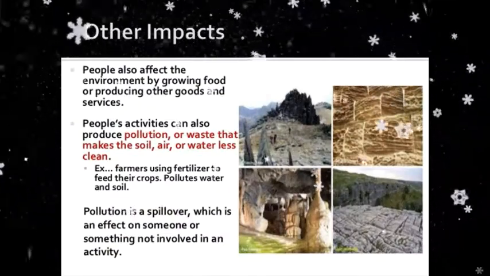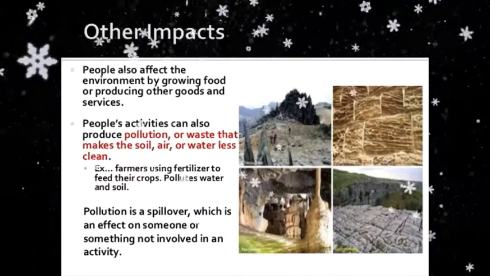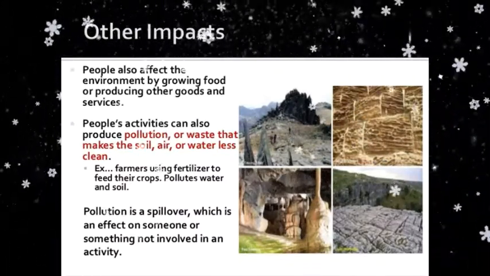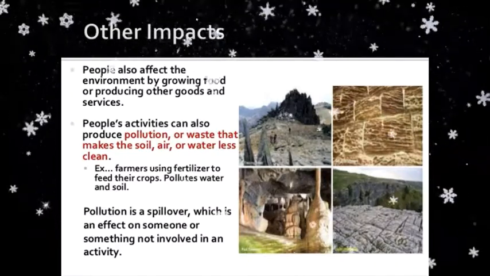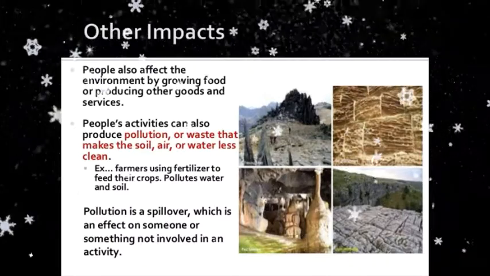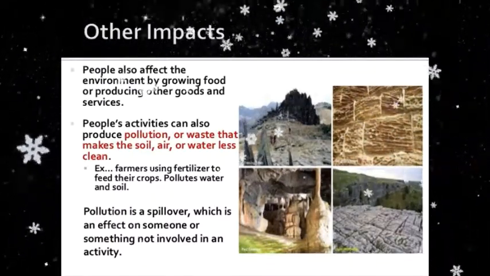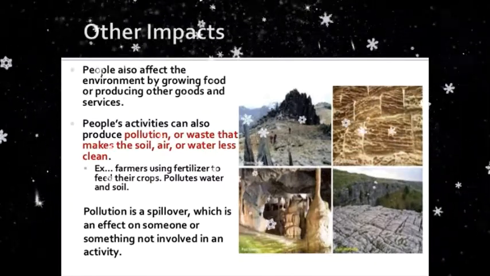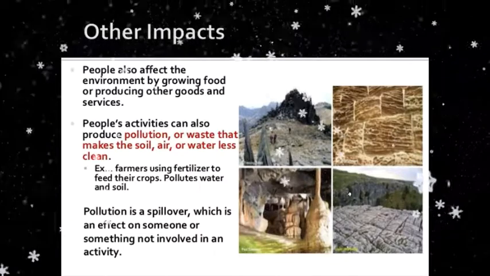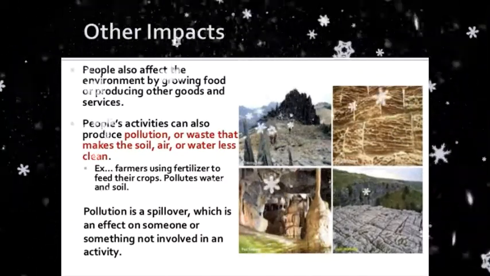Other impacts. People also affect the environment by growing food or producing other goods and services. People's activities can also produce pollution or waste that makes the soil, air, or water less clean. For example, farmers using fertilizer to feed their crops pollutes water and soil. Pollution is a spillover, which is an effect on someone or something not involved in an activity.